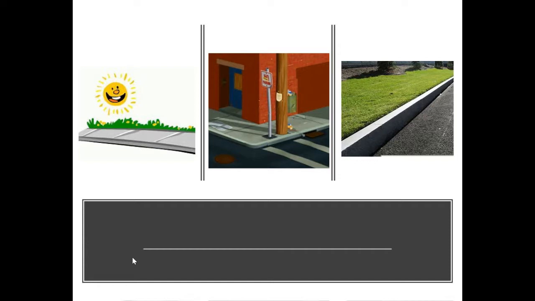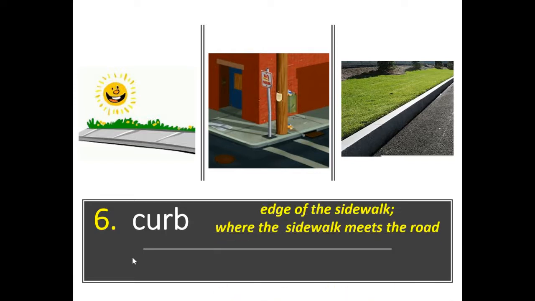They all show curb. What is a curb? It's the edge of a sidewalk where the sidewalk meets the road. So, a synonym or a word that means the same could be sidewalk. More specifically, it's the edge of the sidewalk.